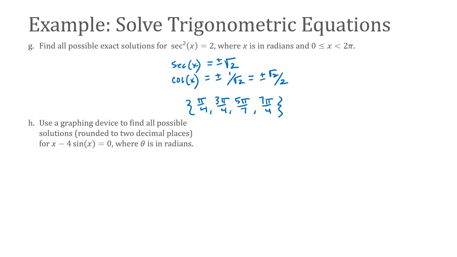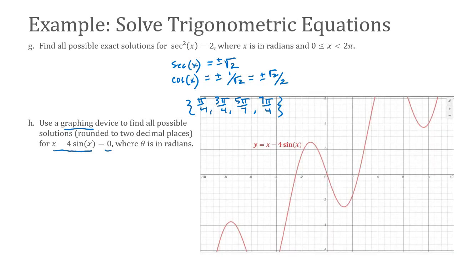All right. Part H says to use a graphing device to find all possible solutions rounded to 2 decimal places for x minus 4 times the sine of x equals 0, where theta is in radians. Now, a graphing device is different from just a calculator. We're not asking a calculator to just solve this for us. Here's what we want the calculator, the graphing device, to do.